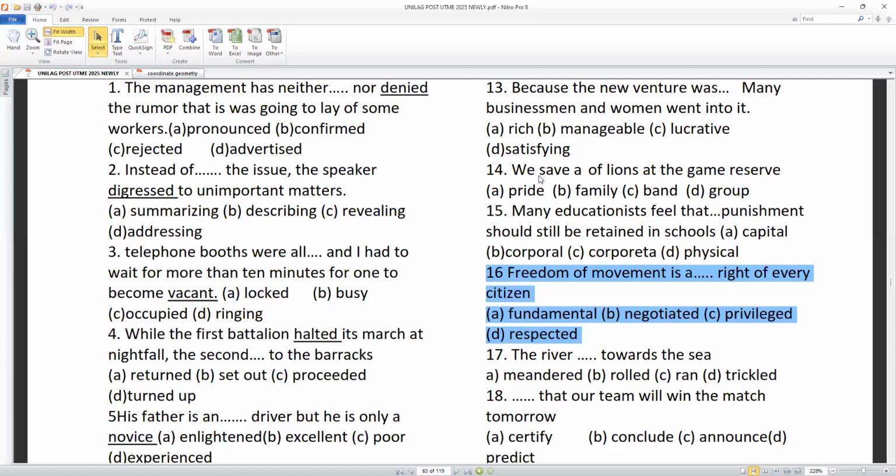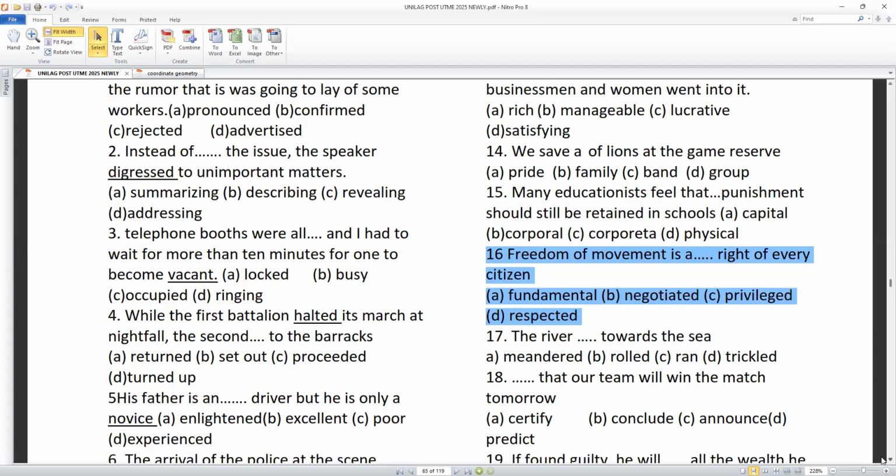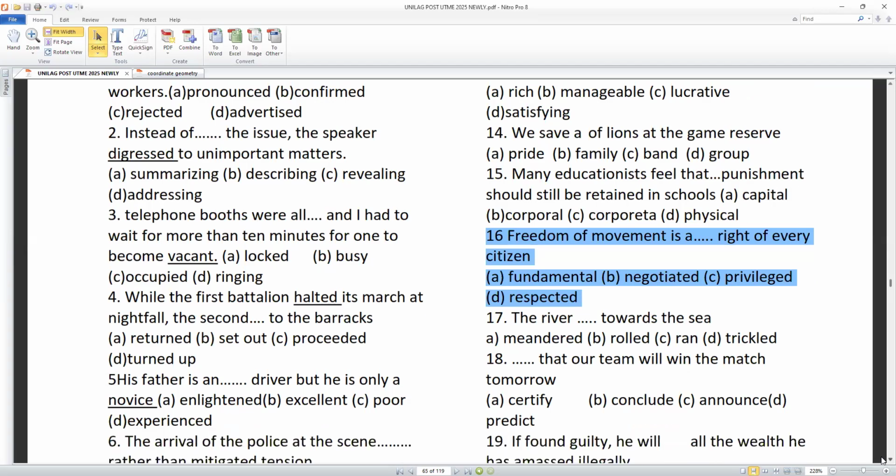So another one is that freedom of movement is a dash right of every citizen. A. Fundamental. B. Negotiated. C. Privilege. D. Respected. What is the right answer there? Fundamental. Yes, fundamental.